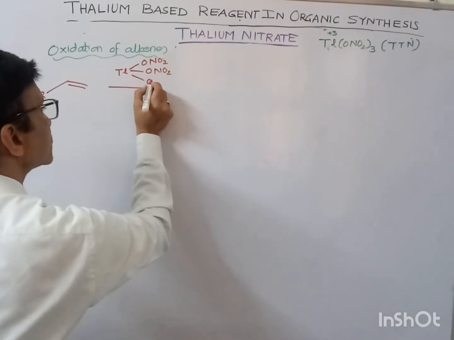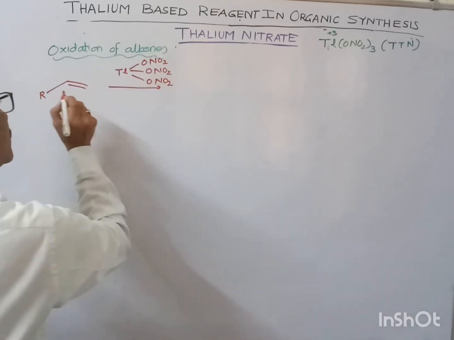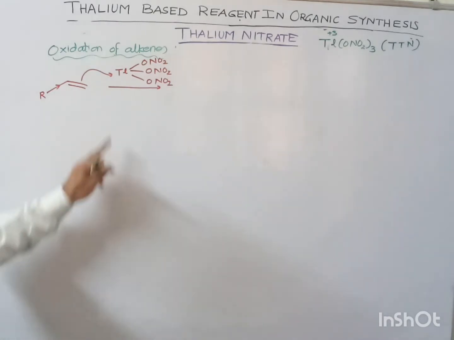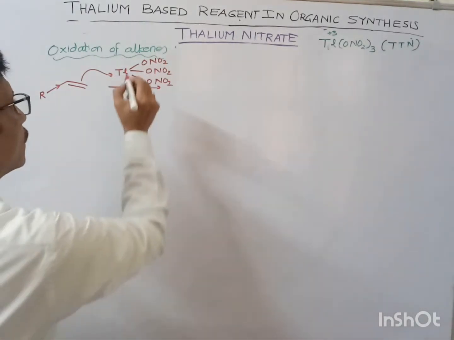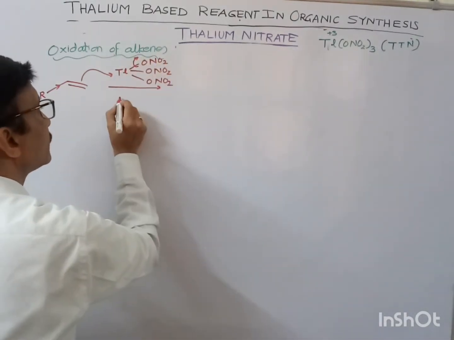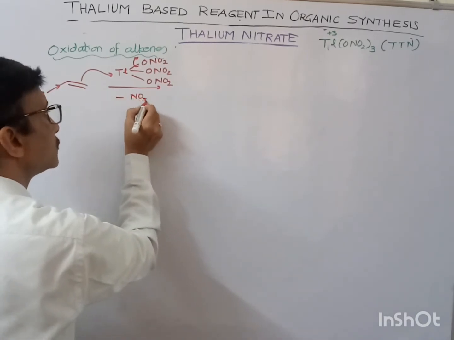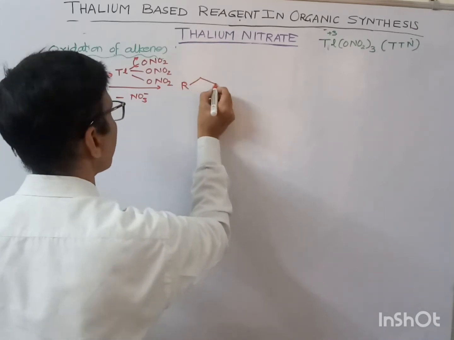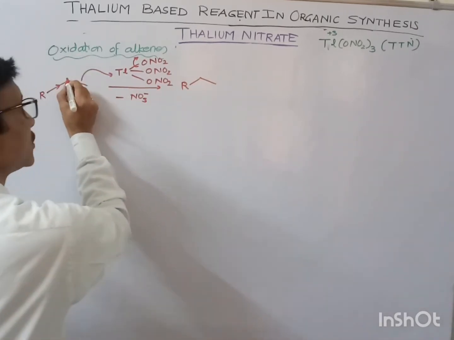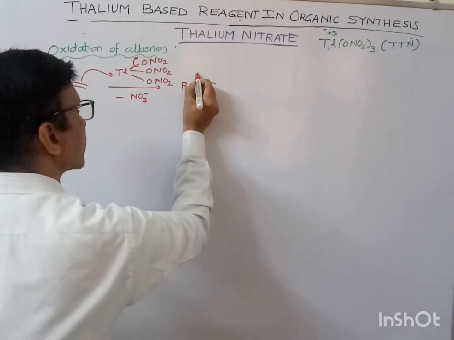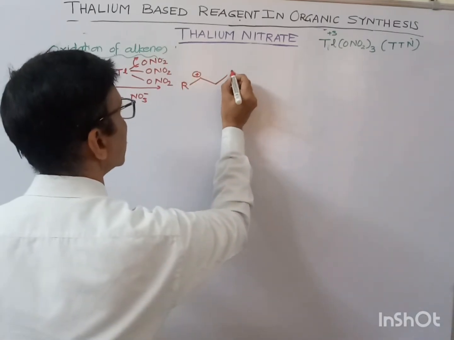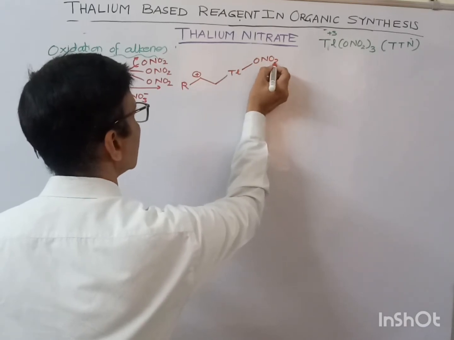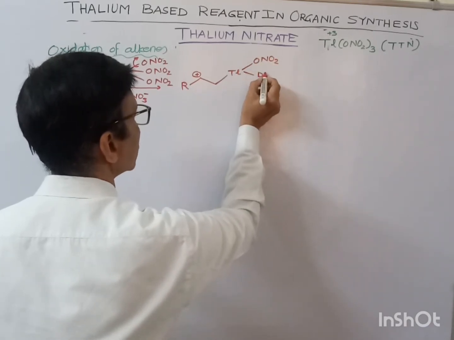This alkene molecule will act as a nucleophile, and it will attack this electrophilic center. One of the nitrate ions will leave out. So what will we get? A positive charge will get generated over here, and this thallium with 2 NO3 over here.